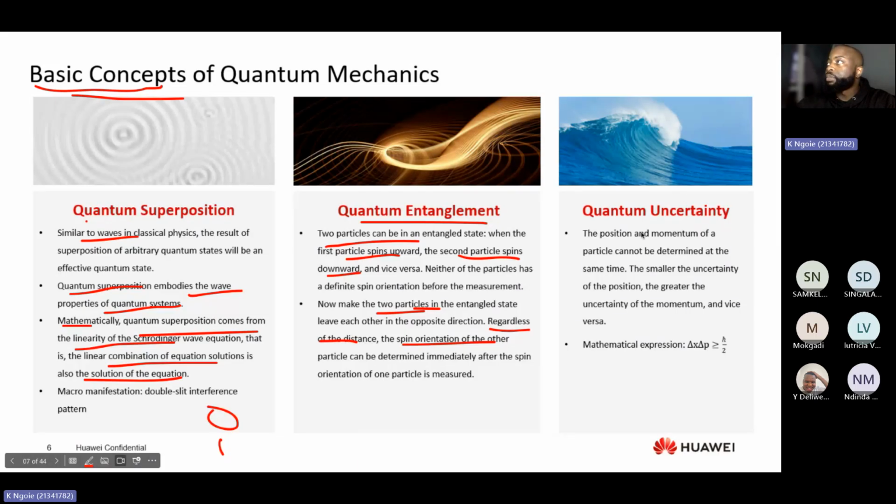Okay, in terms of quantum uncertainty, we need to note that the position and momentum of a particle cannot be determined at the same time. So these are true or false answers. Please note that. Okay, so the smaller the uncertainty of the position, the greater the uncertainty of the momentum.